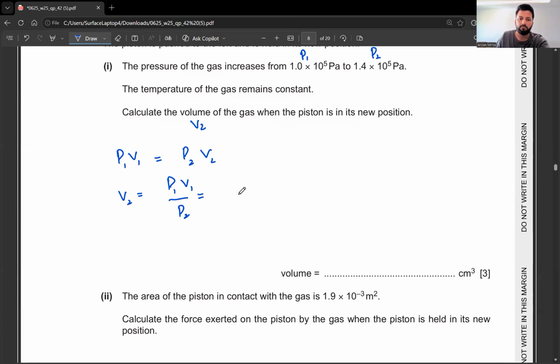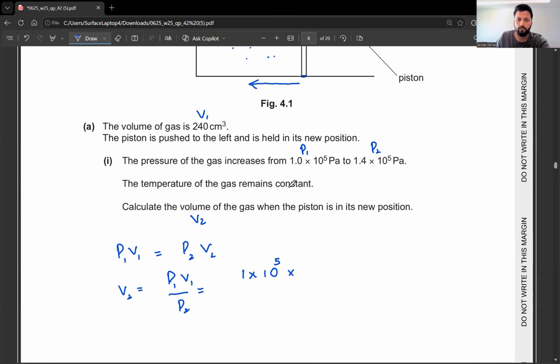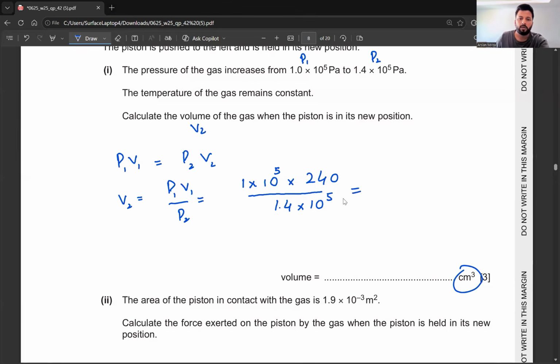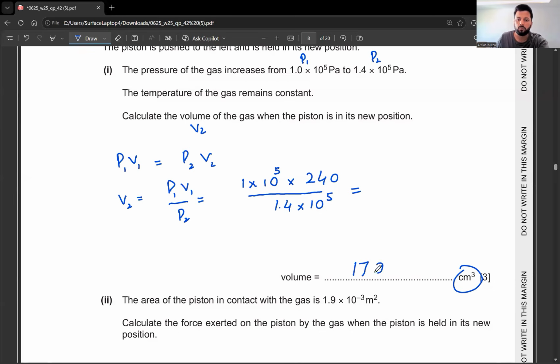By putting the values, P1 is 1 times 10 power 5, that is atmospheric pressure, times V1. V1 is 240 cubic centimeter, divided by P2, that is 1.4 times 10 power 5. I did not change cubic centimeter because you can see the volume V2 is also in cubic centimeter, so no need to change it. When you solve it, your answer will be 170 cubic centimeter.